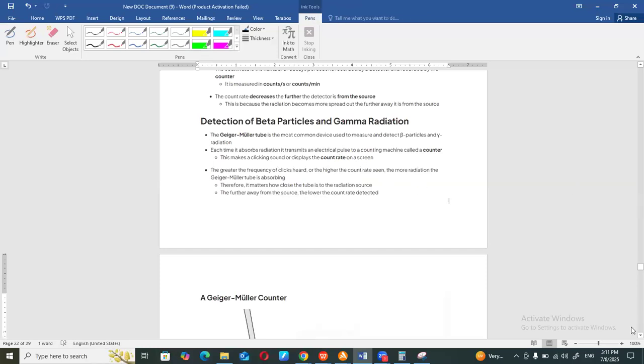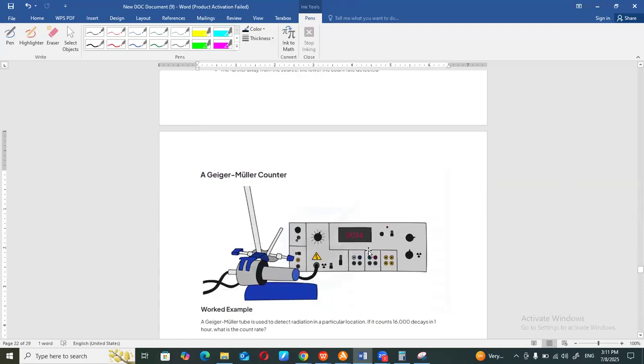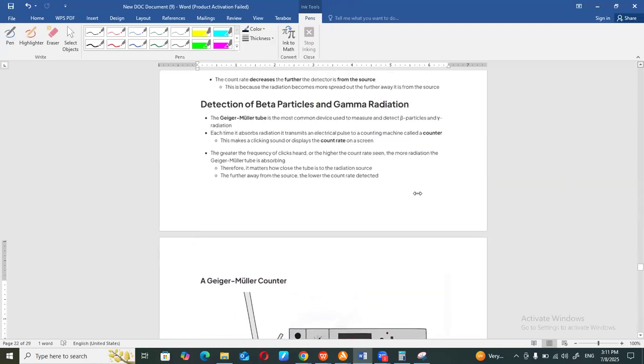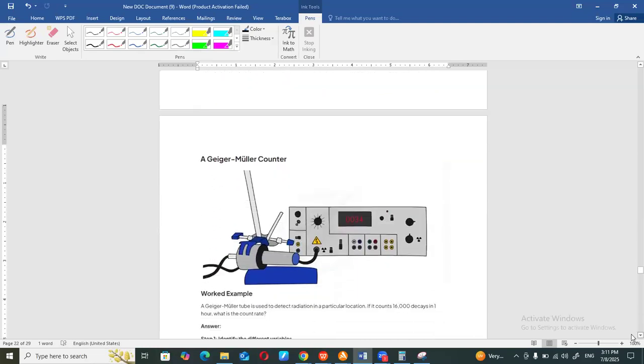Now this is very interesting. Check this out. This is a device that actually gives a pulse, right? Pulse means electric signal. And when it gives the pulse to the counter machine, called a counter, this makes a click and displays the count rate on the screen. The greater the frequency of clicks, the higher the count rate seen, and the more radiation the Geiger-Müller counter is absorbing. Right. So this is the Geiger-Müller counter.